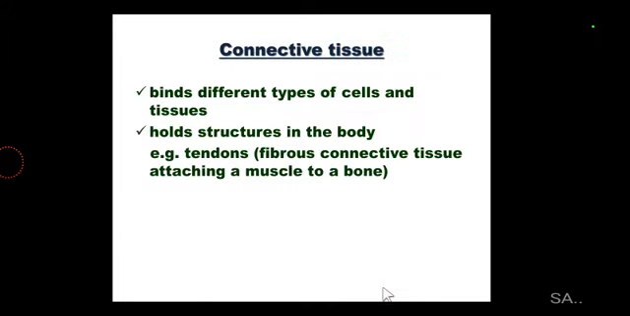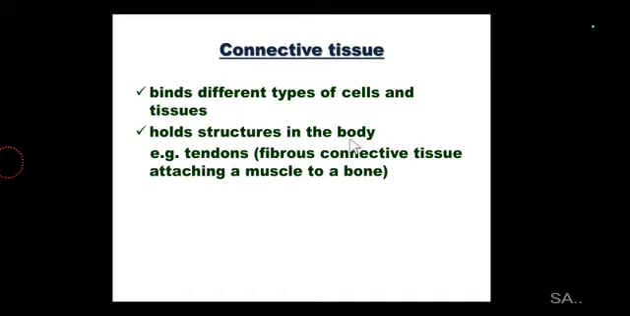Now we'll move to another type of tissue, that is connective tissue. As the name suggests, it is somewhat connecting or binding something. So what are they? Connective tissue binds different types of cells and tissues together, and they hold the structures in the body. They are supportive in nature.